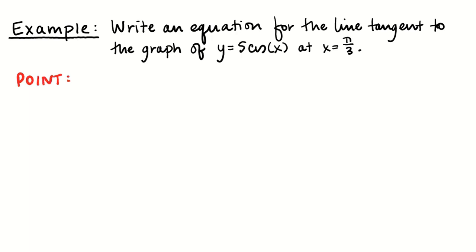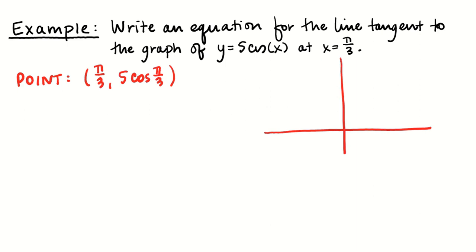So the point is going to be x equals pi over 3, and y is going to be 5 times the cosine of pi over 3. Okay? And maybe you're kind of forgetting how to find the cosine of pi over 3. You know that pi over 3 is less than pi, so it has to be up here. We know that if this is pi over 2, pi over 3 is less than pi over 2, so it's got to be in the first quadrant. That's kind of the first elimination.